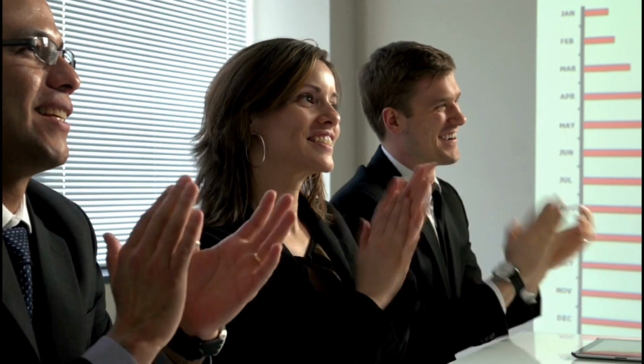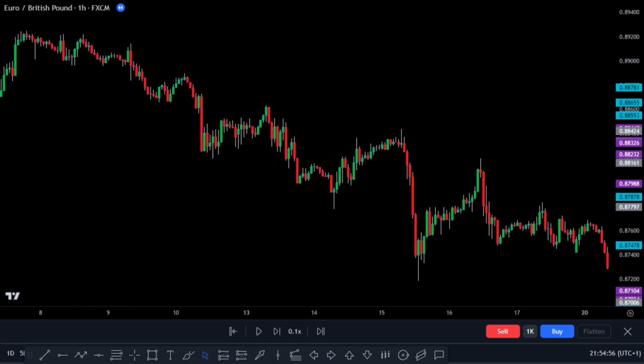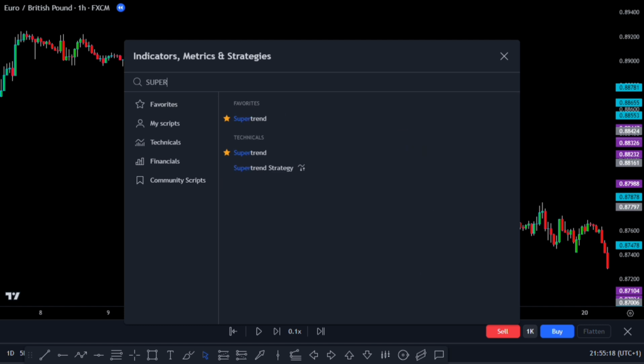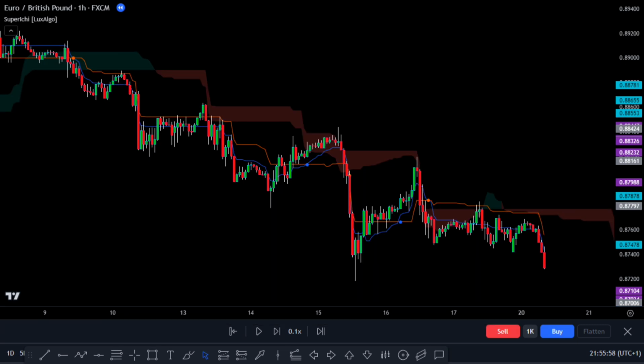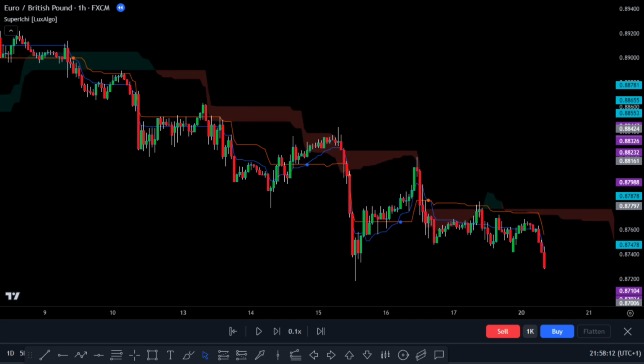Let's get started on TradingView. We're going to use a special tool called the Super Ichi indicator by Lux Algo to help us with our trading. Pay attention to the cloud and crossovers from the Tenkan and Kijun options. First, let's adjust a few settings.